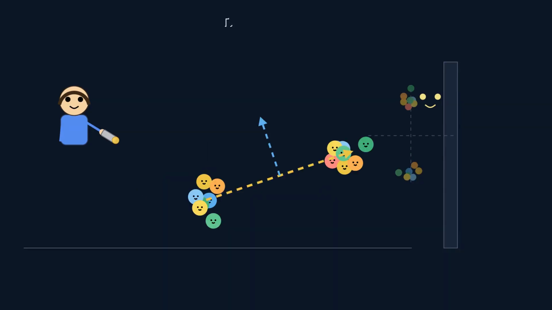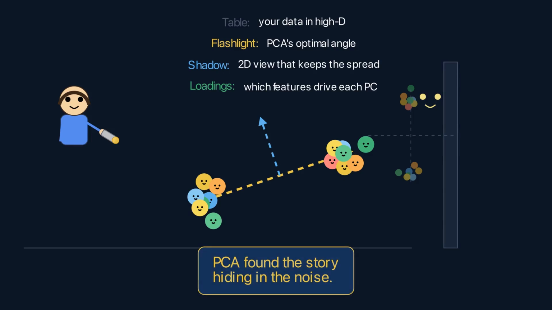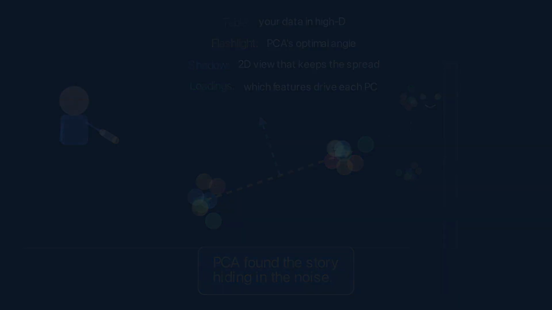Gather marbles on the table, your data in high-dimensional space. Shine the flashlight, PCA finds the optimal projection axis. The shadow on the wall, the low-dimensional representation that preserves maximum variance. The angle, the eigenvector with a loading recipe. The spread, the eigenvalue measuring captured information. 50 dimensions become 2 meaningful shadows. PCA found the story hiding in the noise.